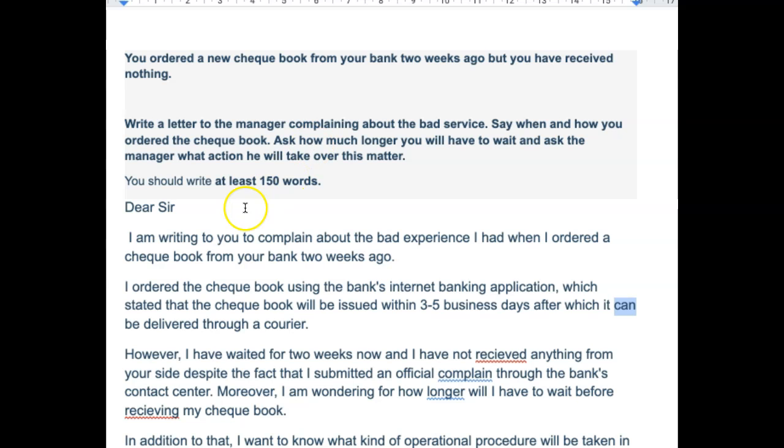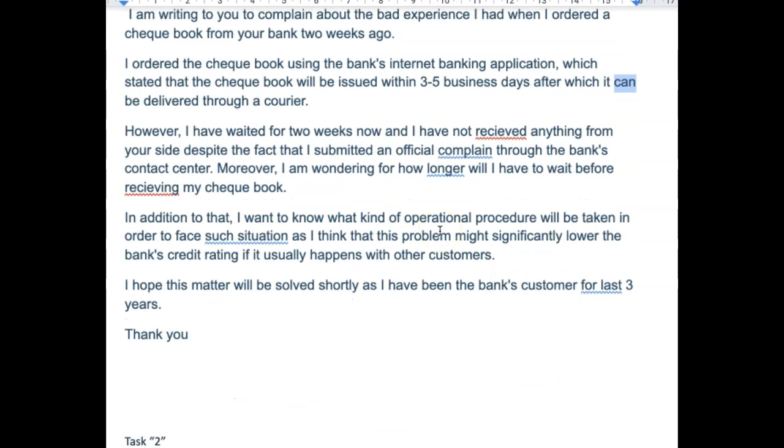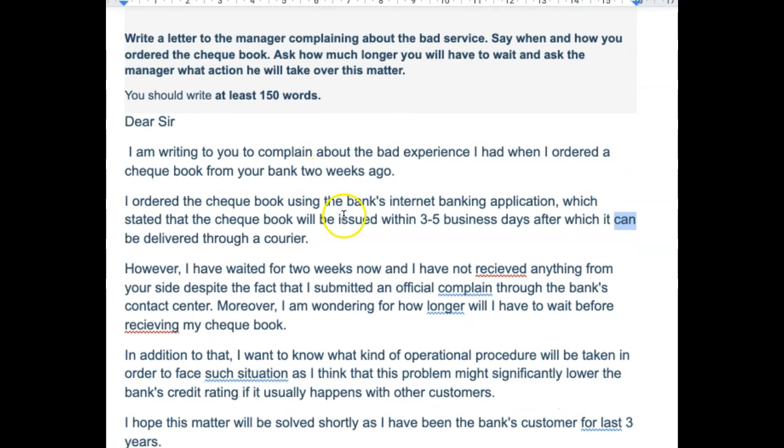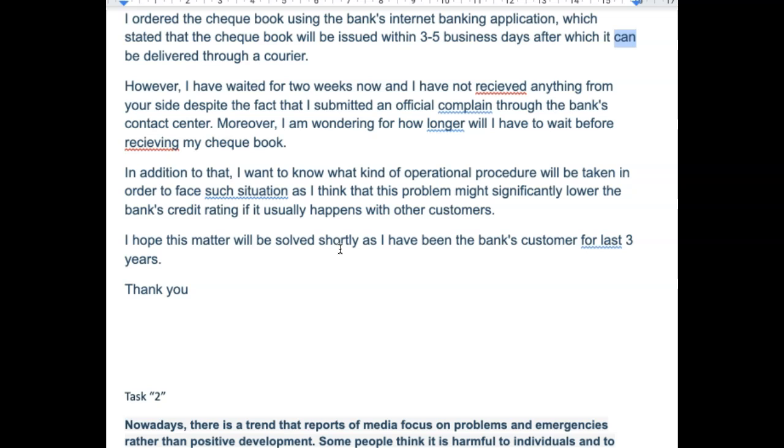So far we are doing really well. We are following the task response in front of us. When and how, that's fantastic. You've completely nailed that, a whole paragraph to that, so that's excellent. However, I have waited for 2 weeks now and I have not received anything from your side, despite the fact that I submitted an official complaint through the bank's contact center. Okay, good use of conjunctions with the despite. Here, I would have liked to have seen still or yet in there, because we are waiting and I've still not received it. I have yet to receive it. Something like that would have been good.